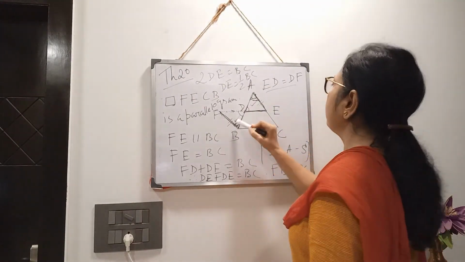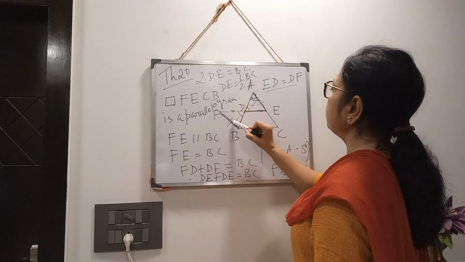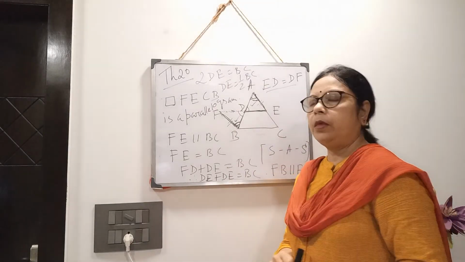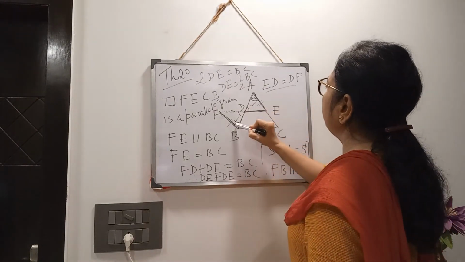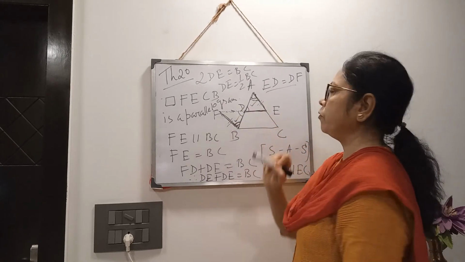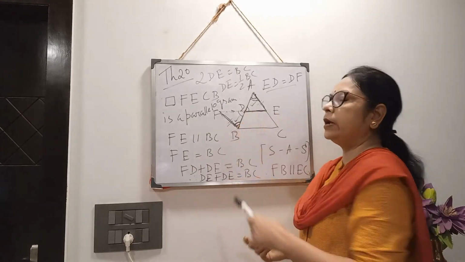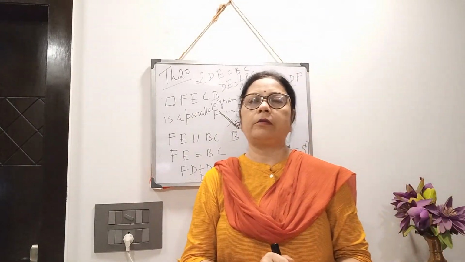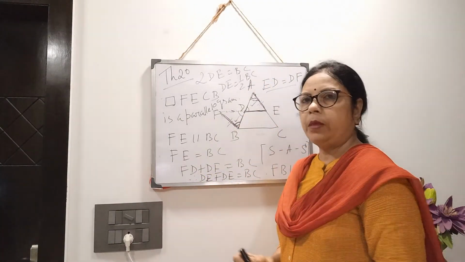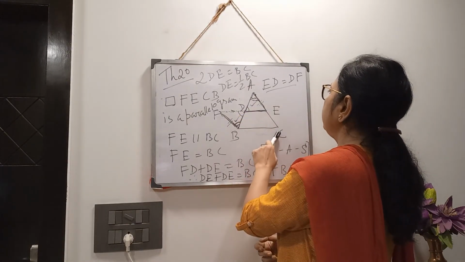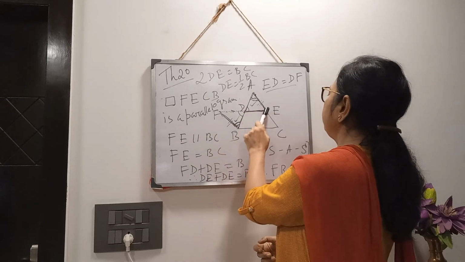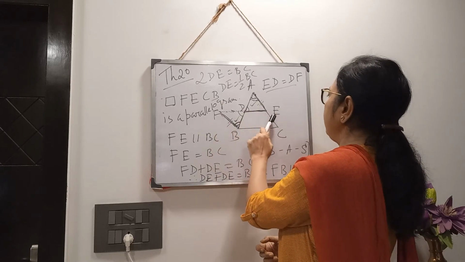When these two triangles are congruent, corresponding sides are equal. That means FB equals AE. Clear? And corresponding angles are also equal: angle DAE equals angle DBF. But these two are alternate angles. When two alternate angles are equal, we can say this is parallel to this. Clear? Again, E is the midpoint of AC. So when FB equals AE, ultimately we are getting FB equals EC, and FB is parallel to EC.